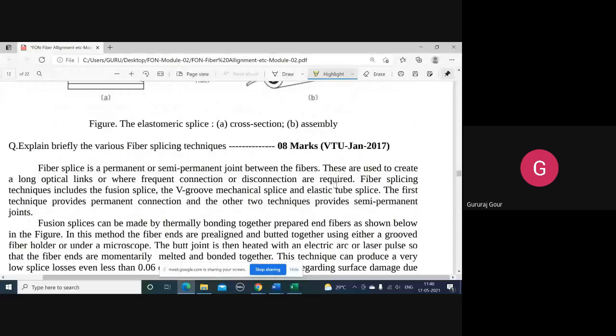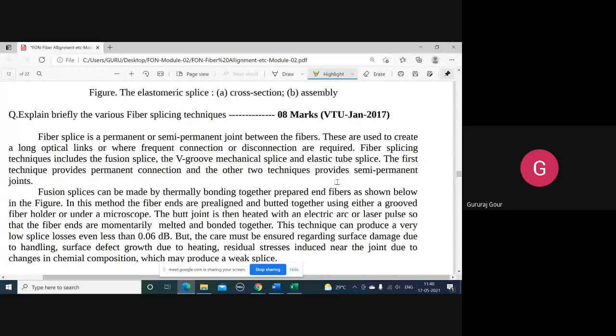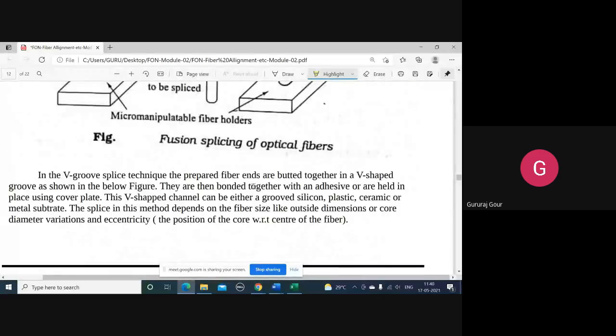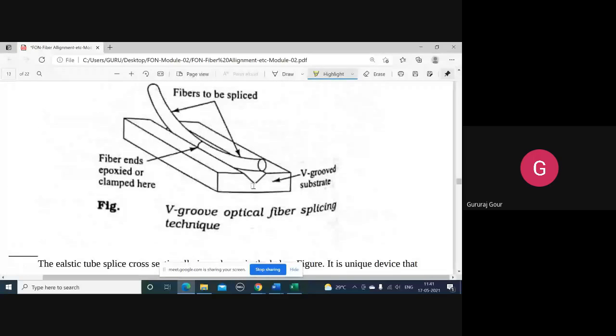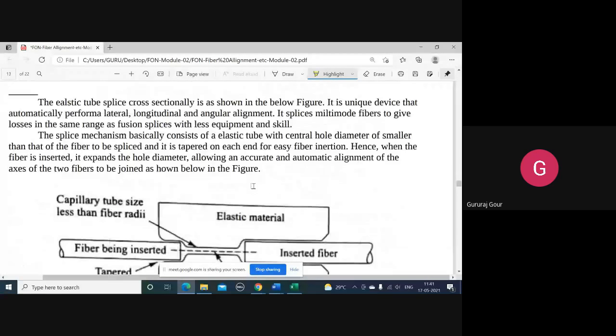A similar question was asked once in VTU January 2017 for 8 marks: explain briefly the various fiber splicing techniques. The same answer I have rewritten here for your convenience, with similar diagrams. You can go through it. I am going to upload those things today in the Google Classroom.